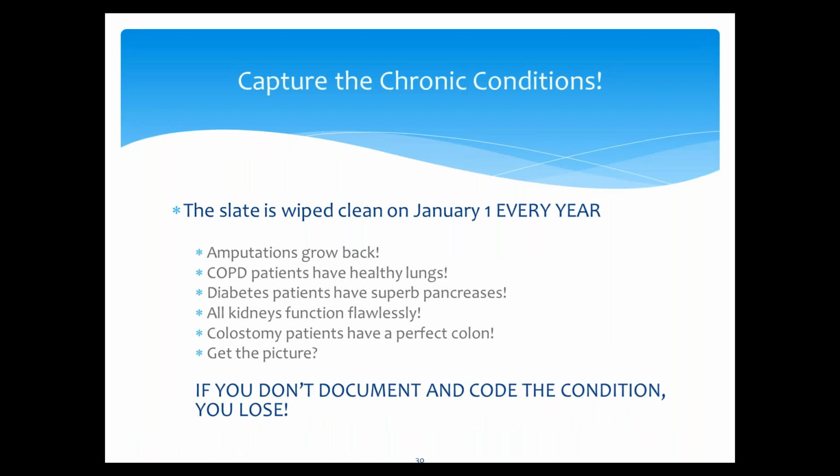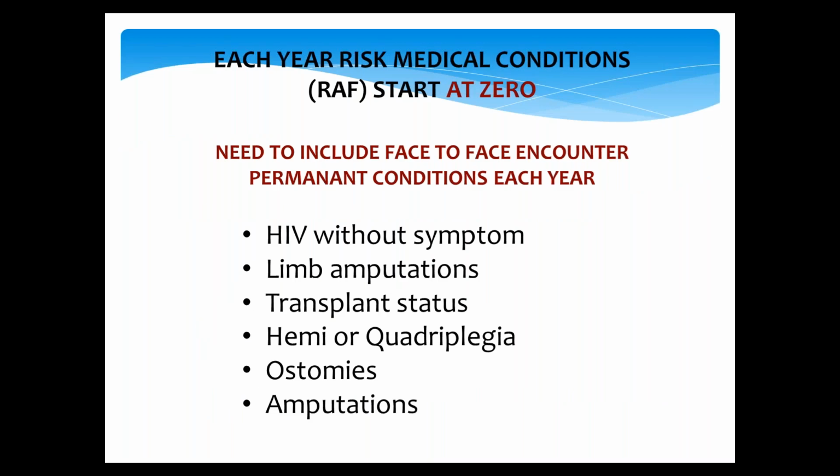Every January, the slate is wiped clean. Patients that have 15 diagnoses have 0 as of January. So the amputations grow back, the COPD patients, the lungs get healthy, the diabetic patients have a pancreas that works like a charm, all kidney function is flawless. You get the picture. If you don't document the condition, you lose. So at the beginning of the year, it's important to remember these things: the amputations, limb amputations, ostomies, hemiquadriplegia, transplant status, HIV. Those are things that are recurrent and not going away, and you need to document each year.